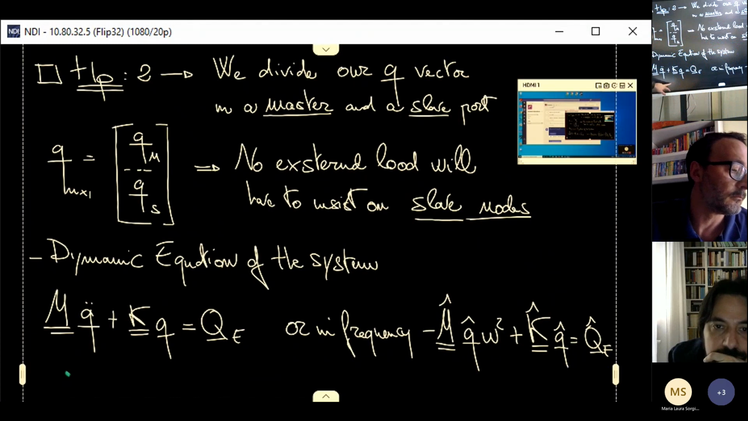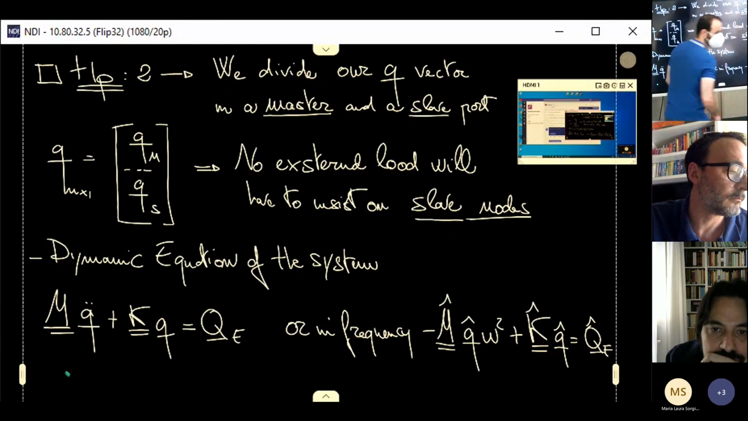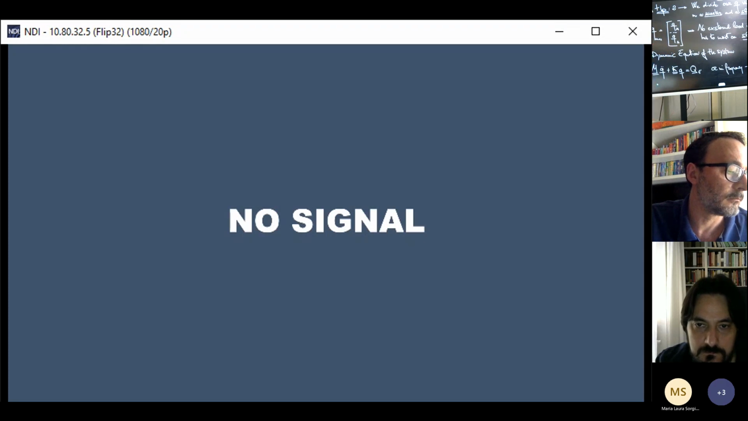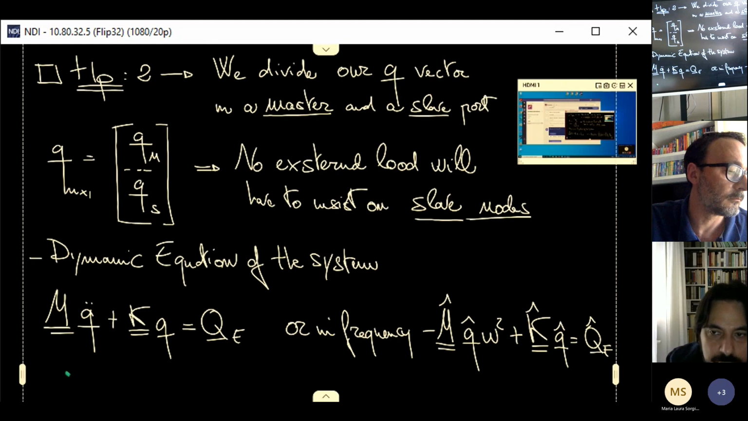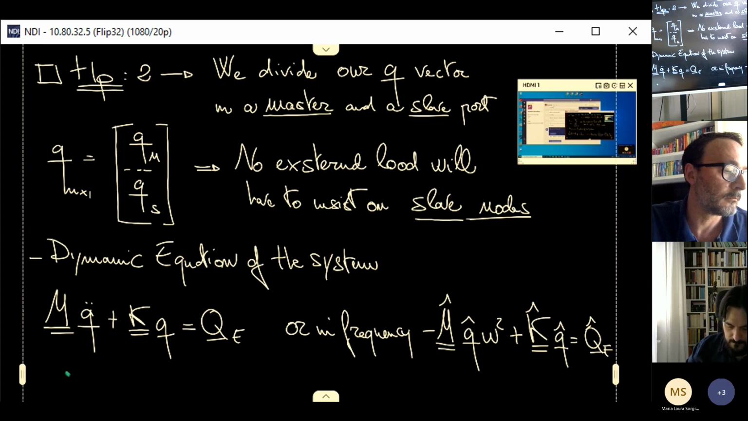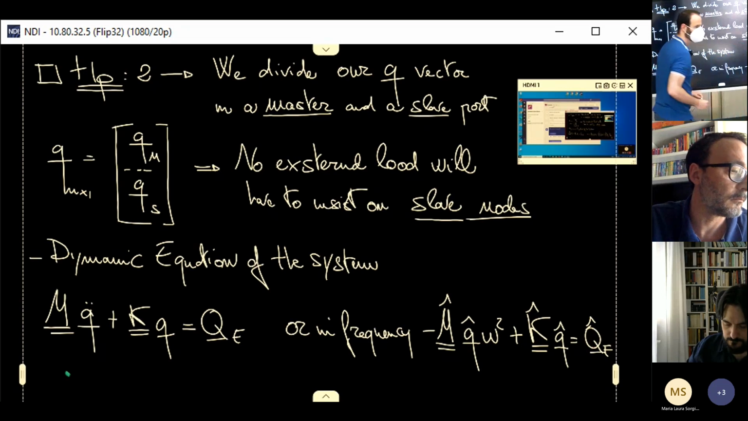All right, now let's rewrite this, resorting to the partition. Yeah, there is no signal now. It comes and goes, it's true. Fortunately, the connection between the flip and the PC is not the best, but this is what we have. So, all right. So again, let's just introduce this partition in our formulation.